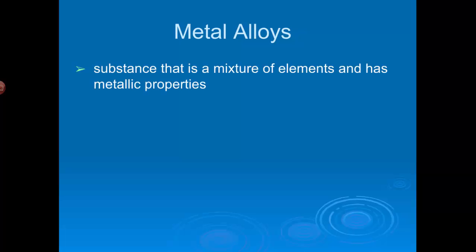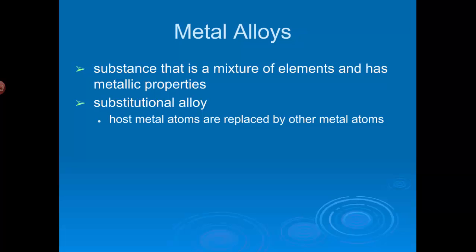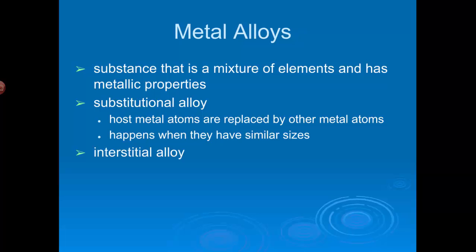metallic bonding. So an alloy is a mixture of elements that have metallic properties. Normally they're all metals, but sometimes you will have nonmetals in there. We have what's called a substitutional alloy. In a substitutional alloy, you replace some of the metal atoms of one metal with metal atoms of another metal. Okay, and it works best when the metals in question have similar sizes, like copper and zinc, for example, are right next to each other on the periodic table. Their atomic size is very similar, and so we can replace some copper ones with zinc.